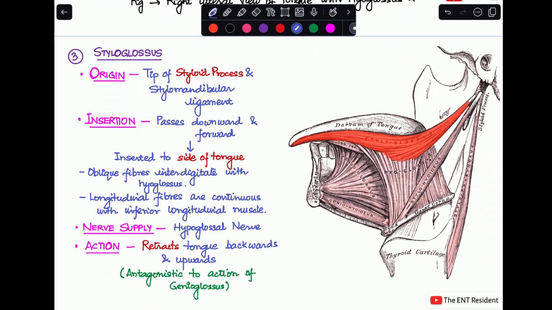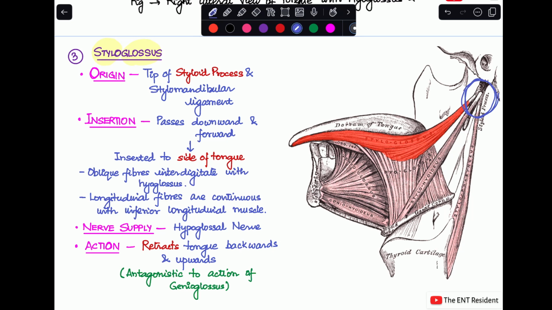Next, we move on to the styloglossus muscle, the third extrinsic muscle. So if you again divide this word, it takes origin from the styloid process and gets attached to the tongue. So its origin is from the tip of the styloid process and the stylomandibular ligament. You can see in the image over here that this is the styloid process, and you can see how it is taking origin from it.